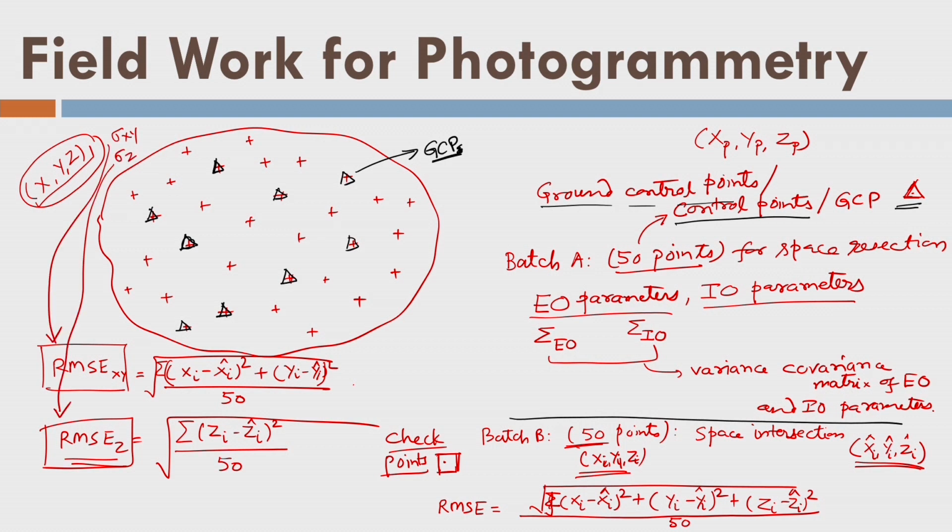Such points, I call them tie points, and they are indicated by a circle or maybe a circle with a dot. So there is a third type of point called tie points in photogrammetry. Now we have three types of points: ground control points, which are used for the space resection; checkpoints, where we evaluate the accuracy of space intersection; and tie points, where we generate the 3D coordinates. And finally, let us say we have n number of tie points.